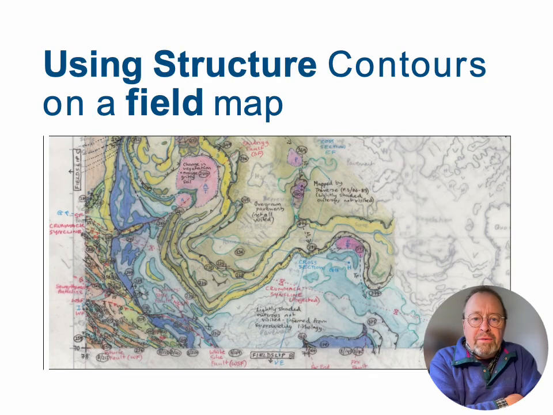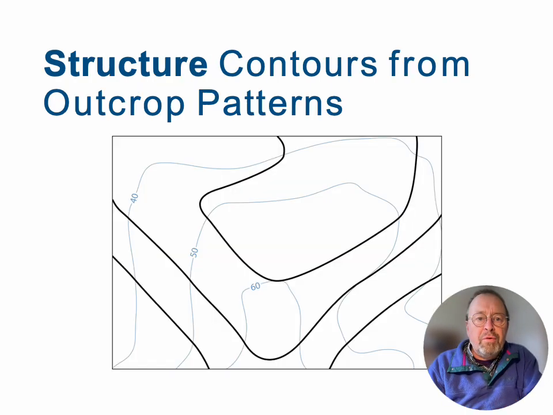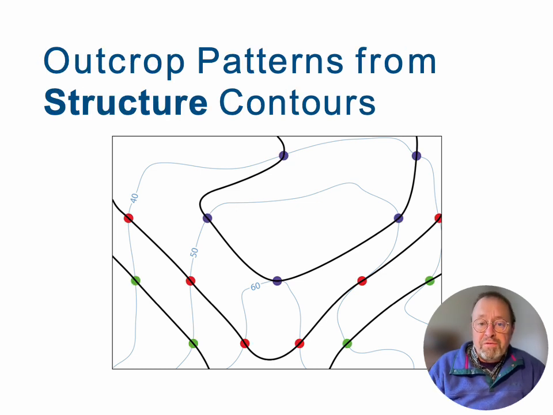So let's think about how structure contours can help on a field map. For example, here we have an outcrop pattern that you can see. Again, the blue is the topography and the black is the outcrop pattern of each particular surface. We have 3 here. You see there's a hill that's 60 meters going down to 40 here. So here we have an outcrop pattern across a hill, and we can draw the structure contours where these surfaces cross the topography contours.